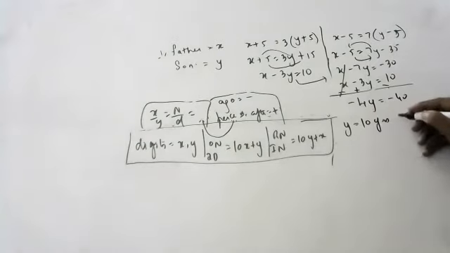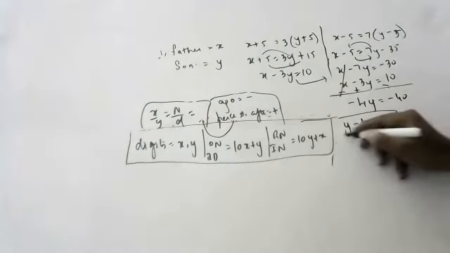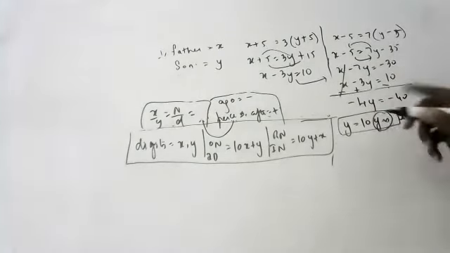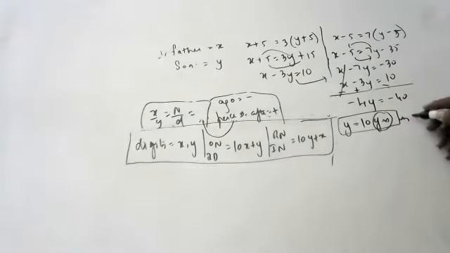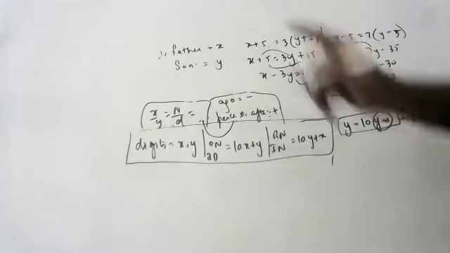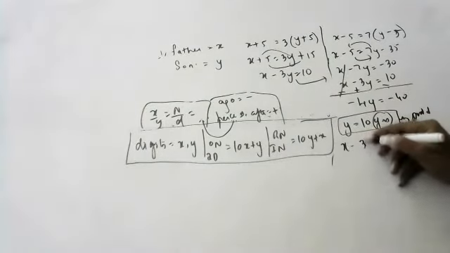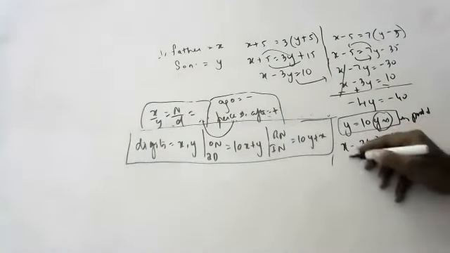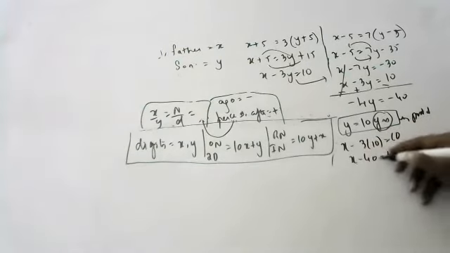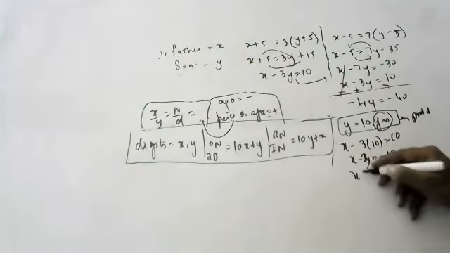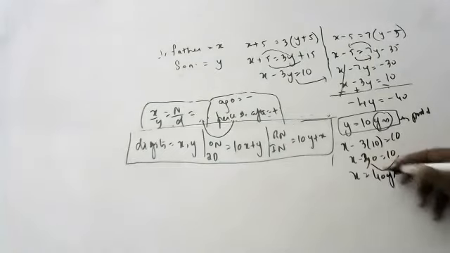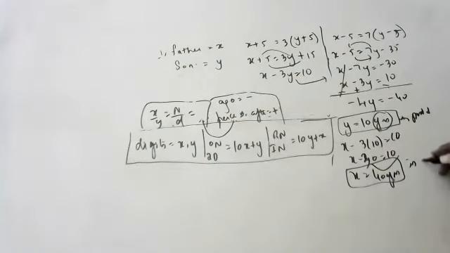10 years is the present age of son, children. You should write it, please don't forget to write units. Now, in any one of the equations, you substitute: x minus 3 into 10 is equal to 10. x minus 30 is equal to 10. x is equal to 40 years, the present age of father.